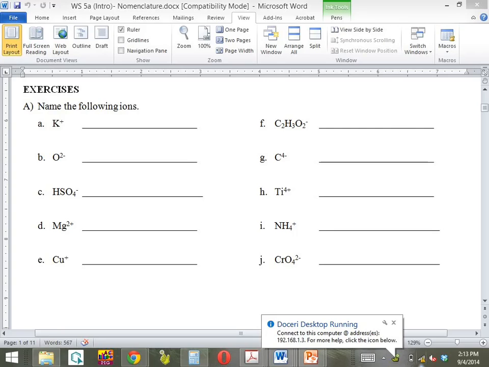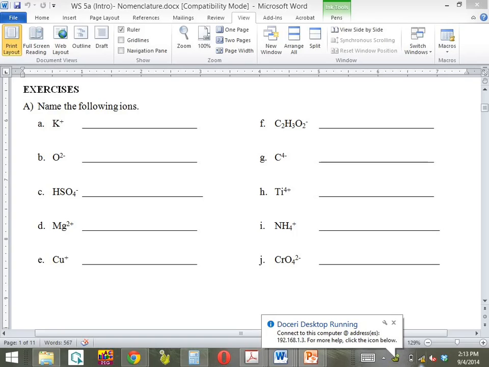Starts with a P. Polyatomic. Polyatomic ions have special names. You should work on memorizing them, but for the worksheet, look them up if you need to. So when we see something like this, that's going to have a special name.